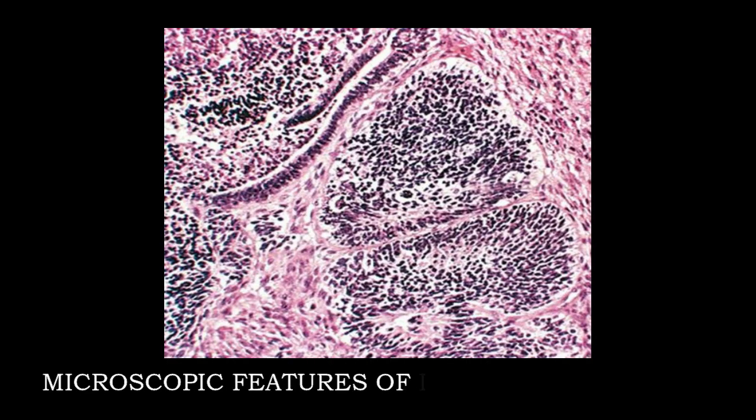This is the histological photograph of the immature teratoma in which immature neural epithelium is present, having hyperchromatic nuclei present in groups, cords and sheets, and at places there is formation of rosettes.